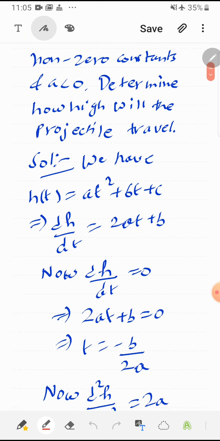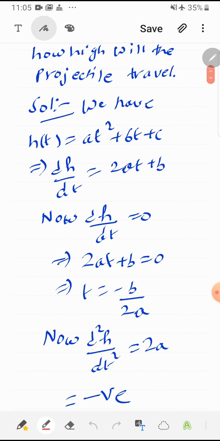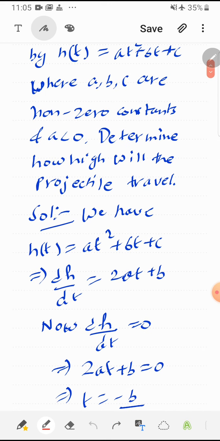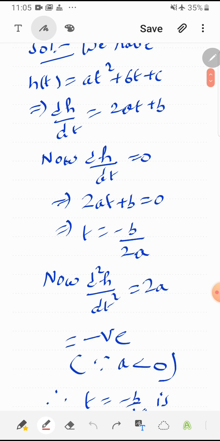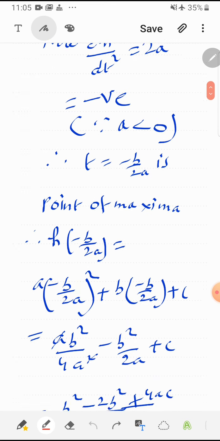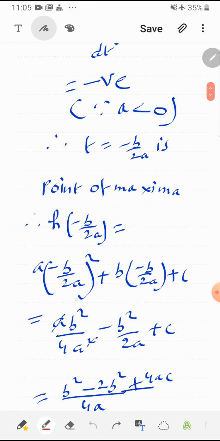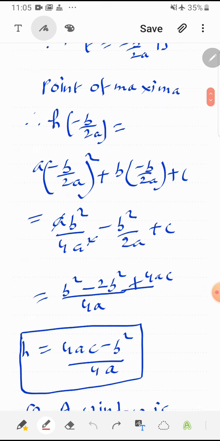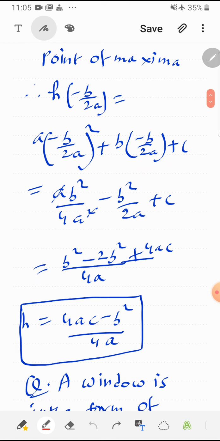Now put the derivative equal to 0, that means t = -b/2a, and when I differentiate this again, the value comes out to be 2a. Now 2a seems to be positive, but as a is less than 0, as given in the question, that means it is negative. So it is a point of maxima. So for the maximum value I am putting this in the given expression at² + bt + c. So after simplification it is (4ac - b²)/4a.